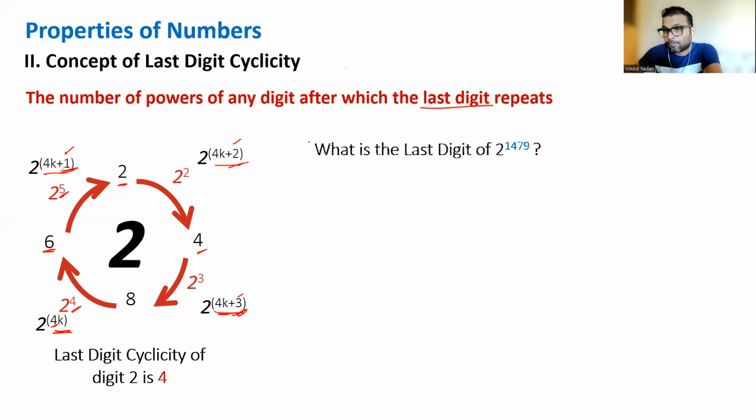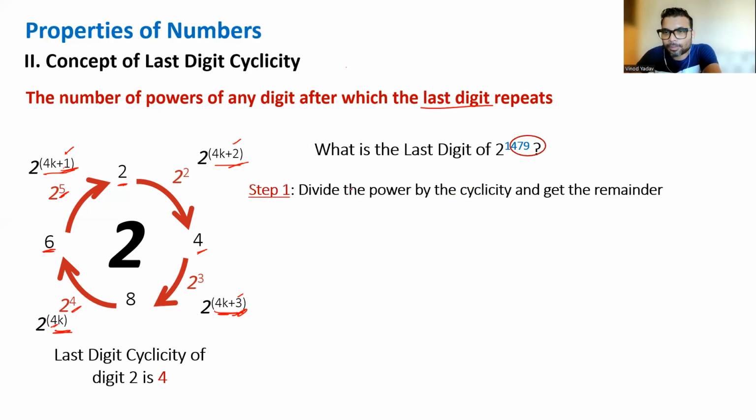So if they ask for such large powers, what is the last digit of 2 to the power 1479? Step 1: divide this power by 4, and 4 is the cyclicity of this base. The base was 2, so the cycle of 2 is 4 powers. After 4 powers, it repeats. So I have to divide 1479 by 4, because I want to know which one of them 2 to the power 1479 will coincide with. One way is to keep writing till you reach 1479, but we are smart. That is why we're learning maths.